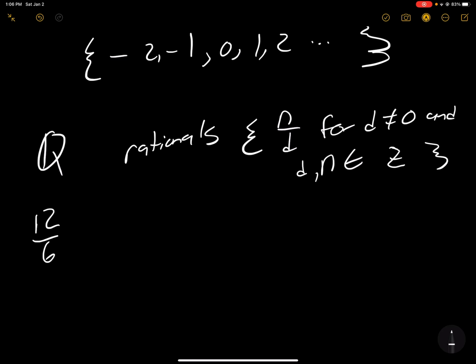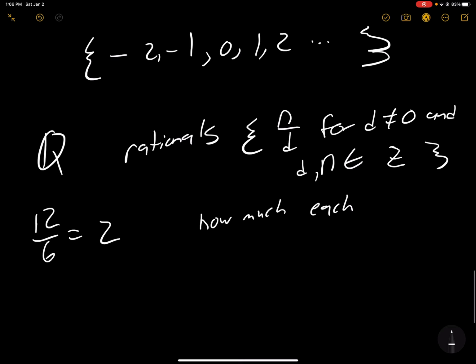What does that mean? Well, 12 over 6 we know is equal to 2, which represents how much each person gets. I like to think of these in terms of pizza, the rational numbers. So if you have 12 slices of pizza, this is the number of things you have, and this is the number of people on the bottom. Well, if you have 12 slices of pizza and 6 people, each person gets 2 slices. How much each person gets?